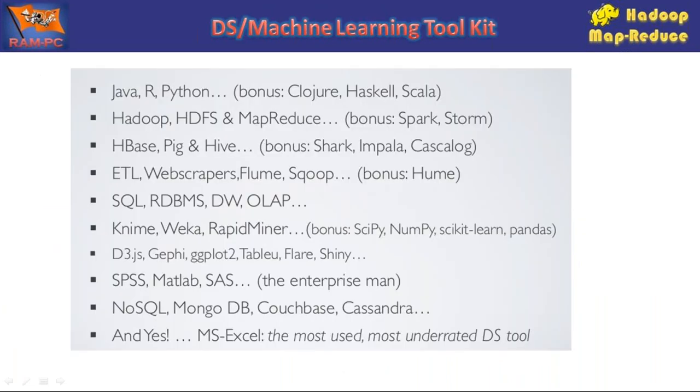This is the toolkit for Hadoop, data science or machine learning experts. So Java or Python, any one of them. Hadoop, HDFS, MapReduce, these are Hadoop related. HBase, Hive, these are also Hadoop. ETL and SQL and all. Okay, and then SciPy, NumPy, Scikit-learn, Pandas. Okay. D3.js, ggplot2, SAS, and all these are the various components or tools required for data science. If you know at least some of the tools, that is enough.